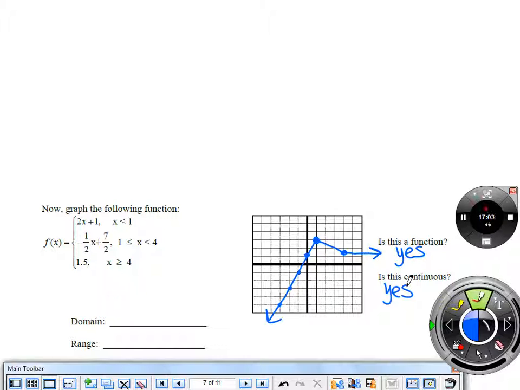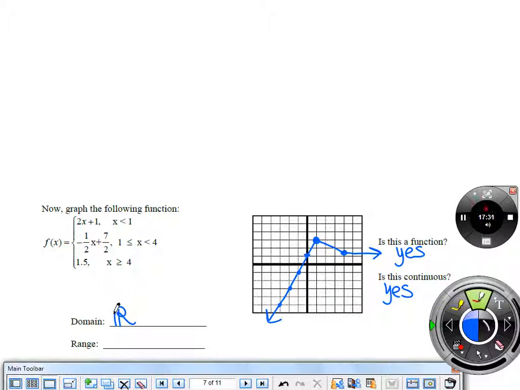So what's the domain going to be? All real numbers. Another way to look at it, right here, it's basically spelling out for you your domain, right? This function only exists when x is less than 1. But that captures all the numbers up until 1. This one then captures all the x values from 1 until 4. And this one captures from 4 on forever. So was there any numbers I missed or skipped? No. Okay? So the domain is all real numbers.